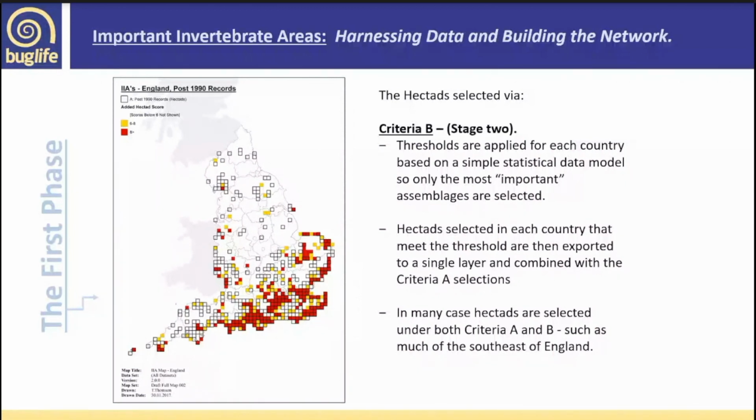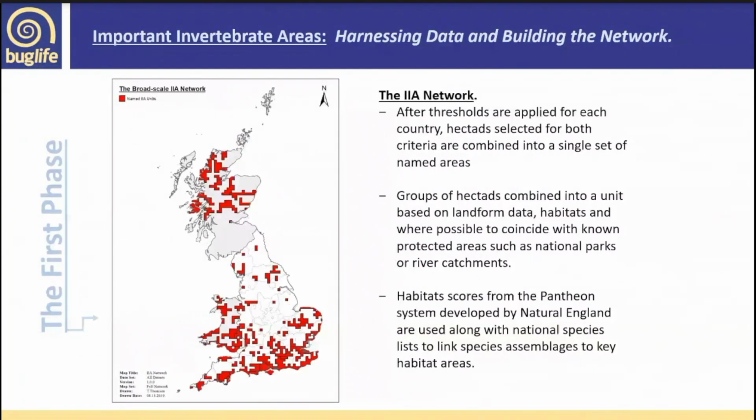These are named units, and the naming is based on the usual sort of landform data, habitats, species assemblages. Some of them also take their names from river catchments, SSSI network, and that type of thing. We've also helped select and tease apart some of the habitats using Pantheon from Natural England and a couple of other analysis tools. So the second phase, the data treatment for this was quite similar to the first phase. We verified all the taxa using the UKSI.